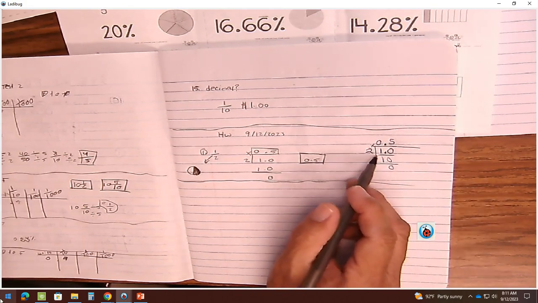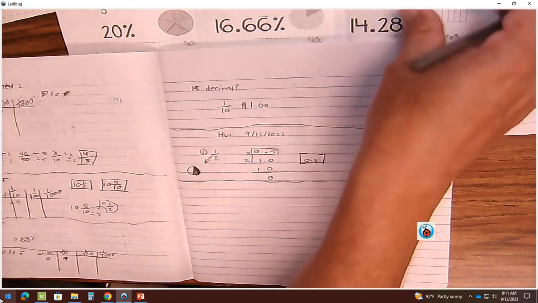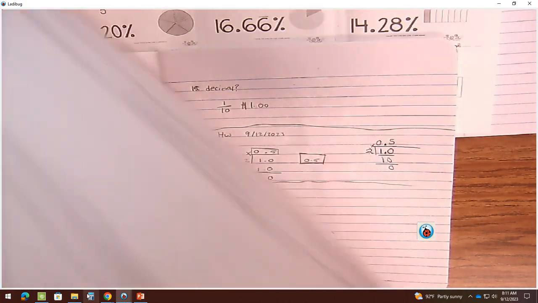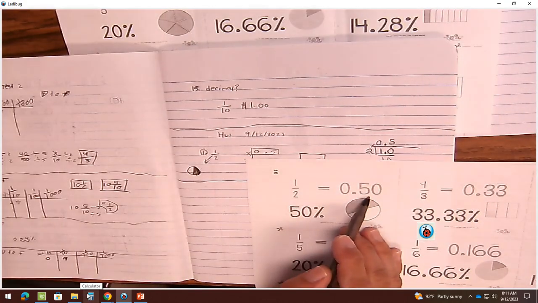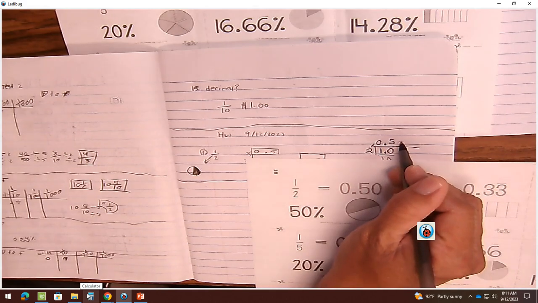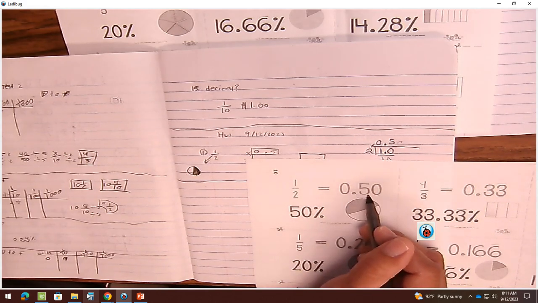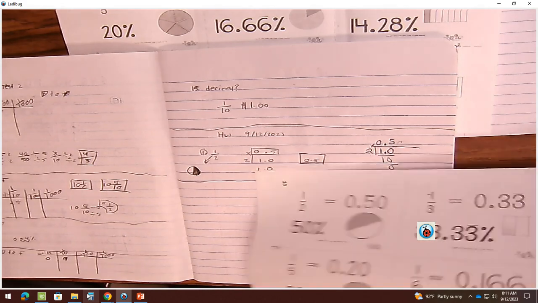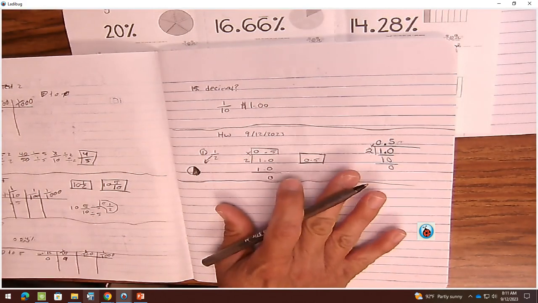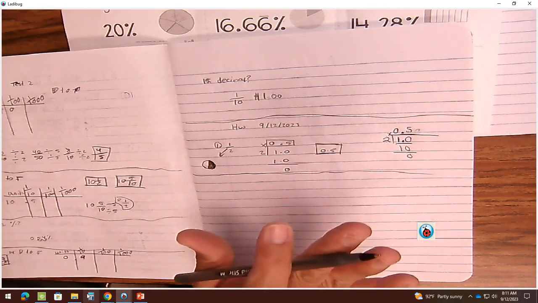And that's how we got 0.5, which matches the card of 0.50. All they did here is add a 0 like money. And how do they become percent? Twice to the right. 1, 2, 50%. But today we're just focusing on, I want to know if you know how to divide. So there's number 1.